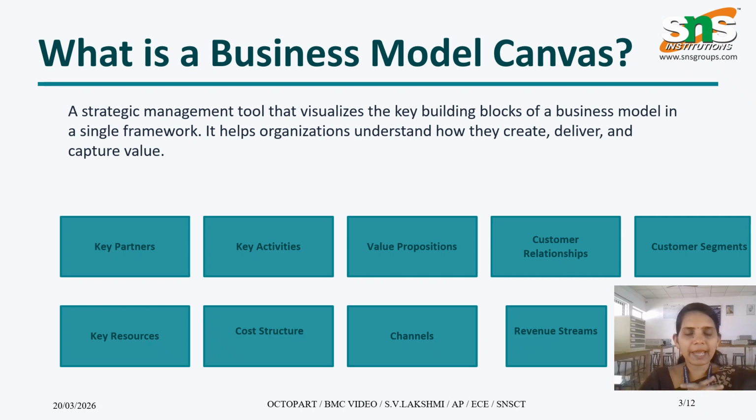So, what is the business model canvas? This is a strategic management tool which visualizes the key building blocks of a business model in a single framework. It helps the organization understand how they create, deliver, and capture value. As we know, there are 9 key factors under the BMC: key partners, key activities, value proposition, customer relationship, customer segments, key resources, cost structure, channels, and revenue streams. Let us now discuss each parameter in detail.